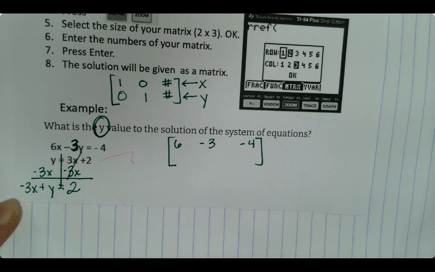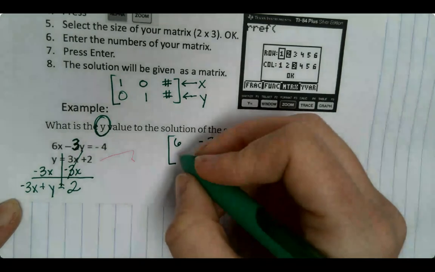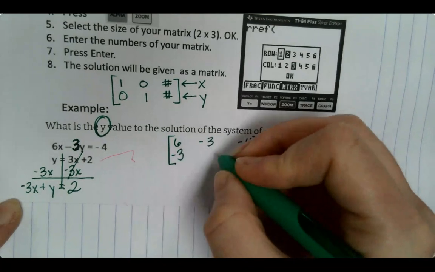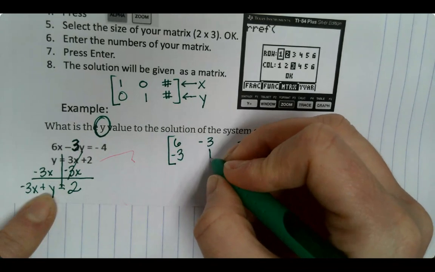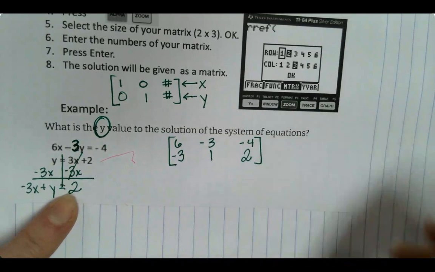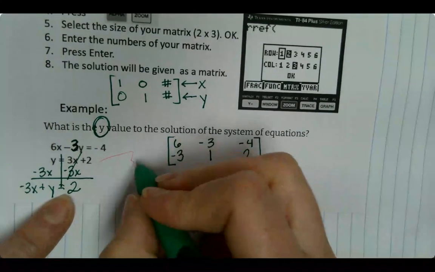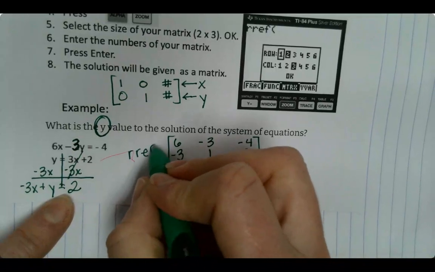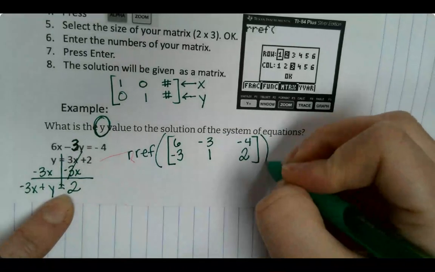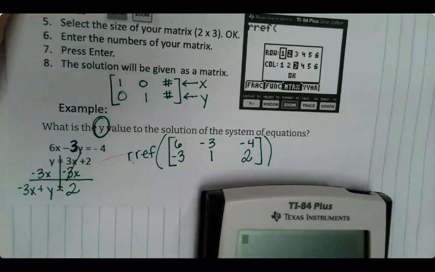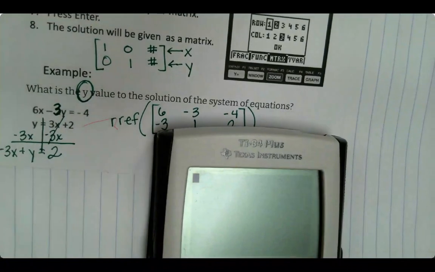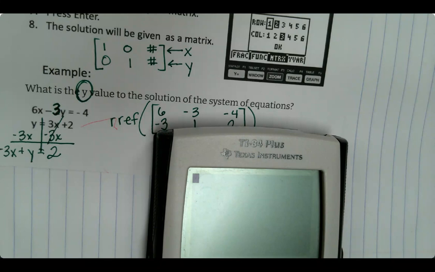So once you have it in standard form, you can fill it out in the matrix. If there's nothing in front of y, that's a 1. And we're going to do the RREF first. So follow the steps, starting with number 3.